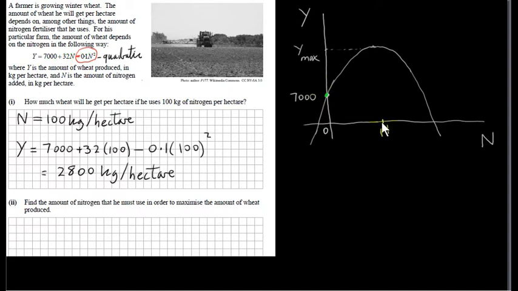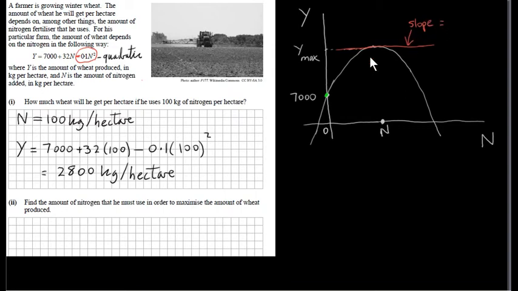Now we are interested in the value of n, that is the amount of nitrogen, which gives us the maximum value for the amount of wheat produced. So how do we find this value n? Well, this is where we can use differentiation, because at this particular value, whatever it is, the slope or the tangent to the graph is horizontal. And if the tangent is horizontal, it means that the slope is 0. The slope of the tangent is 0.